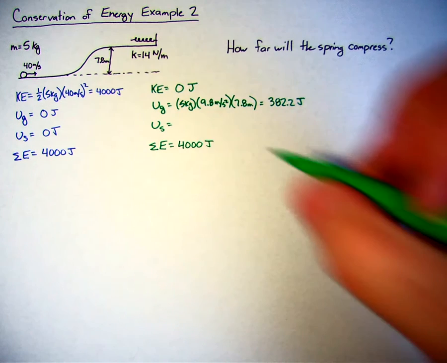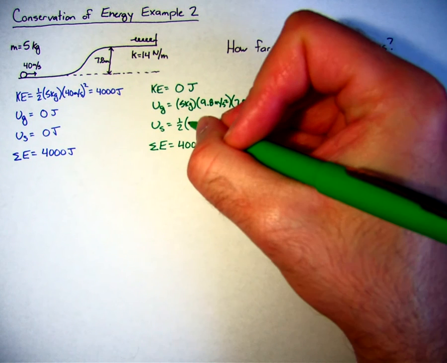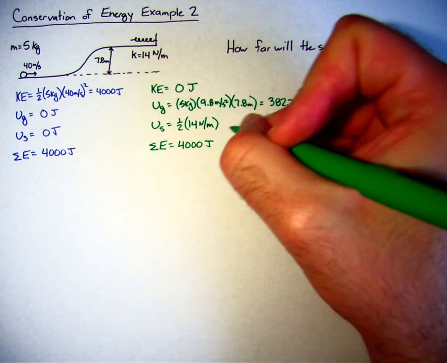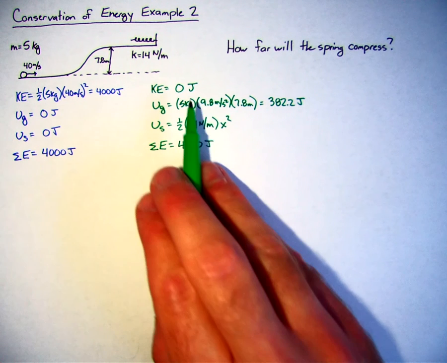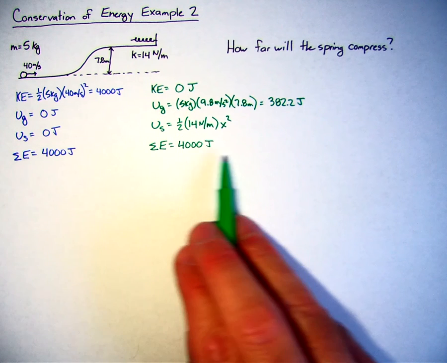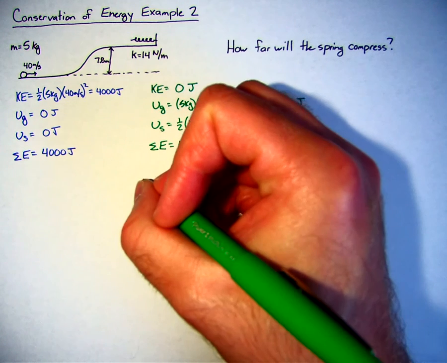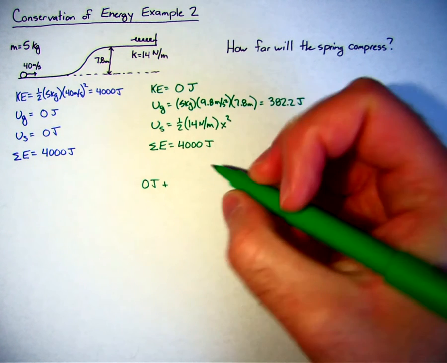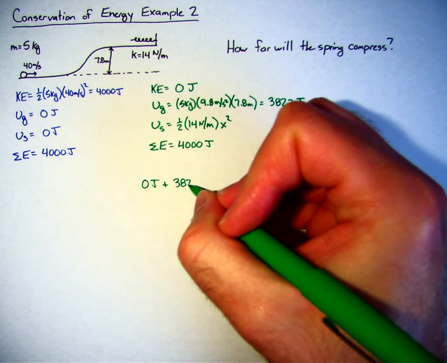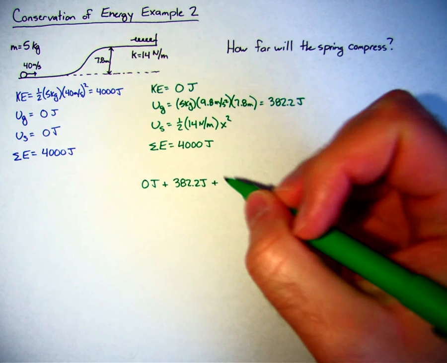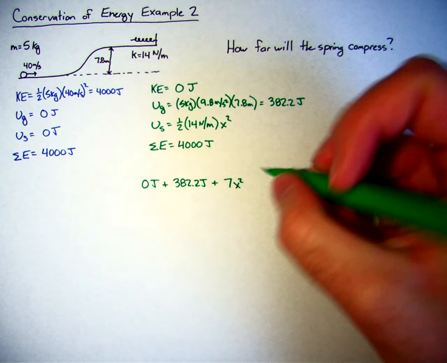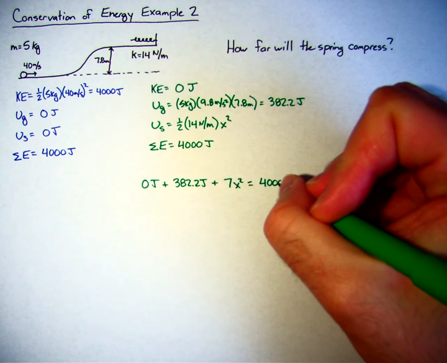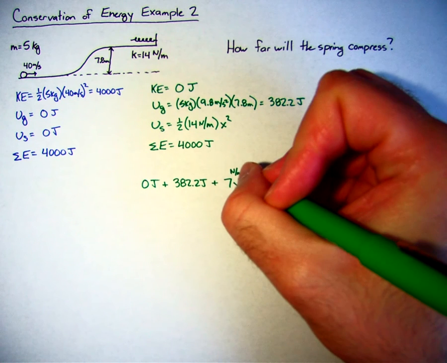Then for my spring potential, I know it's going to be 1/2 times k, which is 14 newtons per meter, times x squared. I don't know what x is. That's really what we're trying to find here. So if I want to figure out x, I know that the sum of my energies is going to equal the total energy. So that means 0 joules, plus the gravitational potential of 382.2 joules, plus 1/2 times 14, so that's 7x squared, equals 4,000 joules, and that's 7 newtons per meter times x squared.